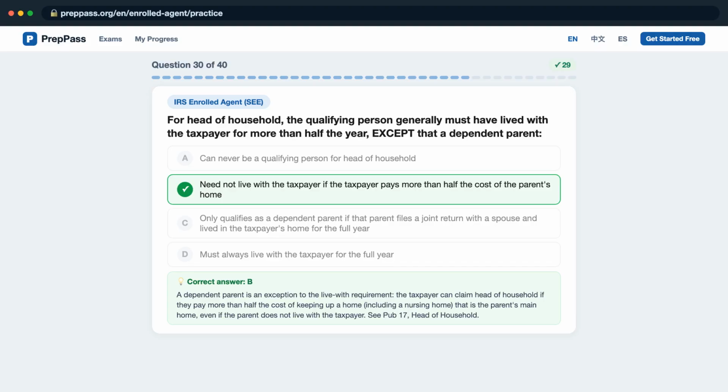The correct answer is B. A dependent parent is an exception to the live-with requirement. The taxpayer can claim head of household if they pay more than half the cost of keeping up a home, including a nursing home, that is the parent's main home, even if the parent does not live with the taxpayer. See PUB 17, Head of Household.